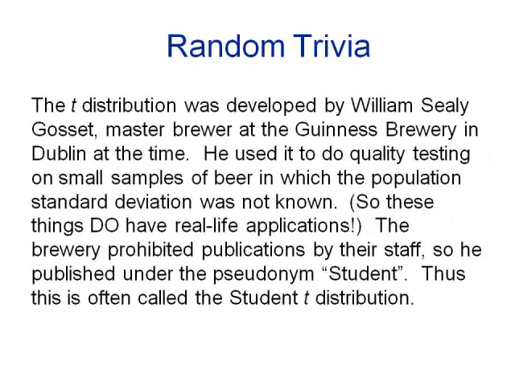Some random trivia about the t-distribution. This is actually in your book as well, and you can Google it. It was actually developed by a brewer and chemist at the Guinness Brewery in Dublin. He needed to do quality control testing on small samples of beer where he didn't know the population standard deviation. And it turns out that this t-distribution models that much more accurately than a normal distribution would. He was not allowed to publish under his own name, so he used the name Student. So a lot of times you'll see this as the Student t-distribution.